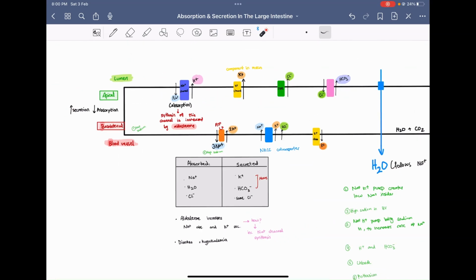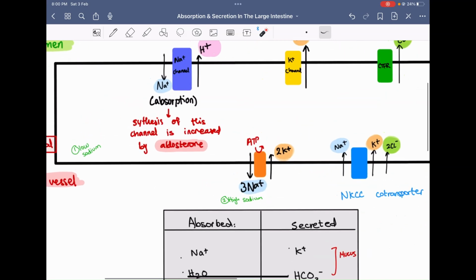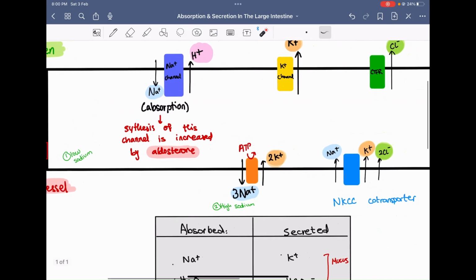Okay, so let's first start with sodium. The first step in maintaining a concentration gradient and absorbing sodium is through the very famous sodium-potassium pump. We know that the sodium-potassium pump is an active transporter, meaning that it uses ATP. So imagine that you are using ATP to actively transport 3 sodium ions outside the cell. This is going to lead to a very high concentration of sodium outside the cell, of course, and a lower concentration of sodium inside the cell.